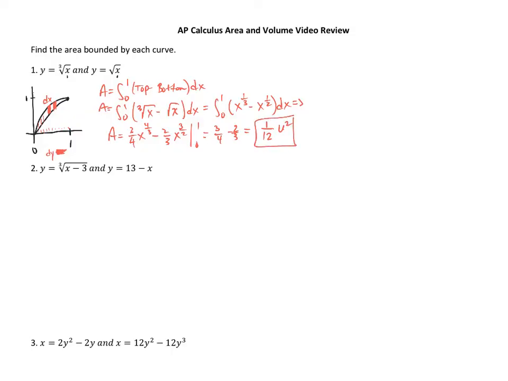Alright, moving on to number 2. For number 2, let's again take a look at it. We've got these two curves, the cube root of x minus 3 and 13 minus x. So, sketching a quick graph. I sketched the graphs ahead of time, so obviously you want to make sure you get these graphs correct. We go from 3 here, and this cube root one goes like this, and then this is a line, so it's going to come out to 13 right here. Those will be the intercepts. Now we need to find what that point is right there.